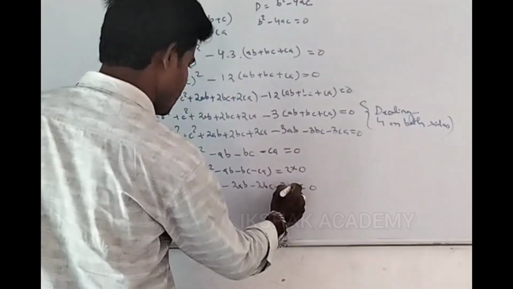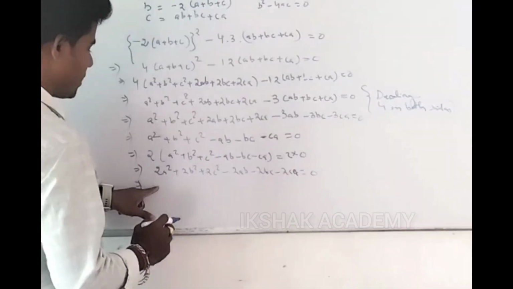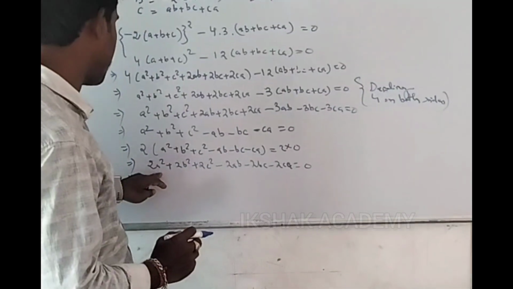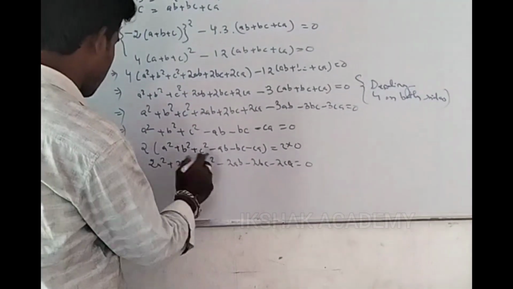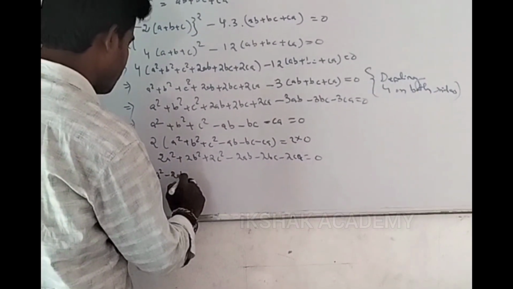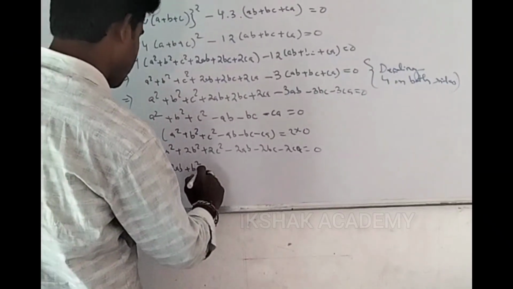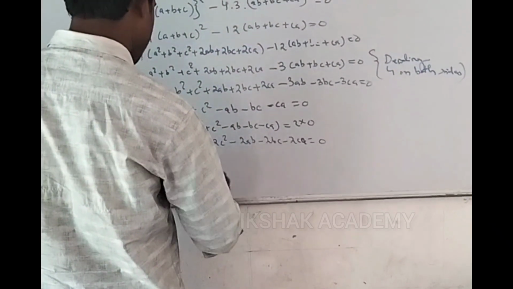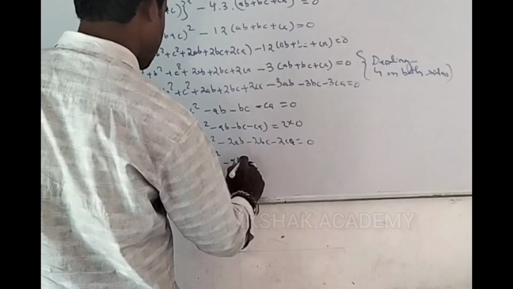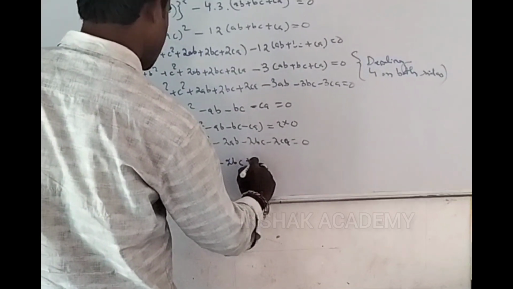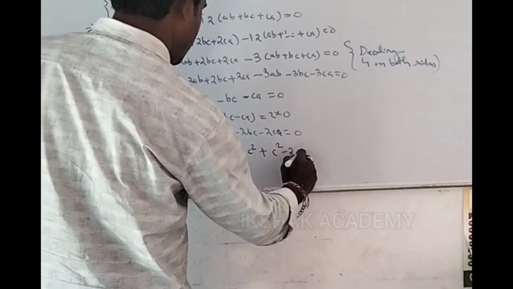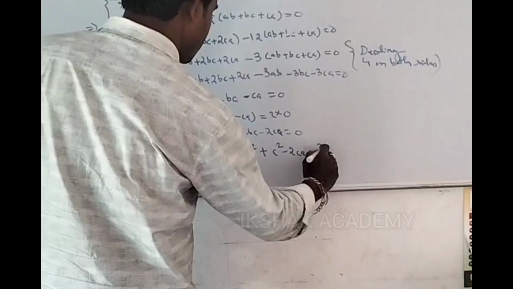That means we can write 2a square, that is a square plus a square, 2b square, that is b square plus b square, 2c square, that is c square plus c square, minus 2ab, minus 2bc, minus 2ca. We can write it as a square minus 2ab plus b square, then b square minus 2bc plus c square, then plus c square minus 2ca plus a square equals to 0.